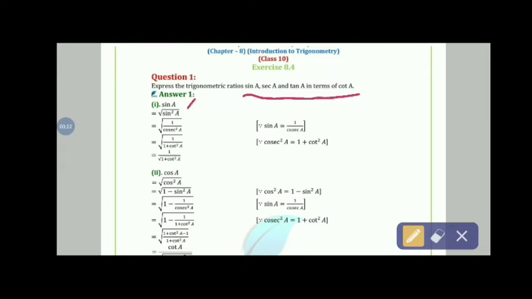Now we can write this as root sin square A, which does not make a difference. Sin square can be written as 1 over cosec square A, and cosec square A means 1 plus cot square A. So the result is 1 over 1 plus cot square A, then the root, so 1 over root of 1 plus cot square A. Then cos A is given here, so cos A means root cos square A, and root cos square A can be written as root 1 minus sin square A. Now this can be written as 1 minus 1 over cosec square A, which equals 1 minus 1 over 1 plus cot square A.